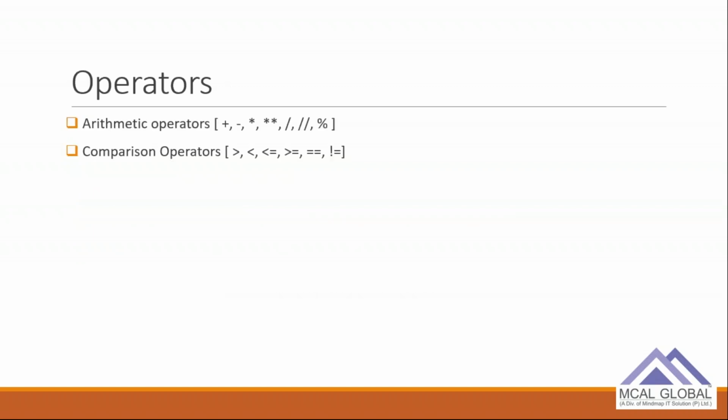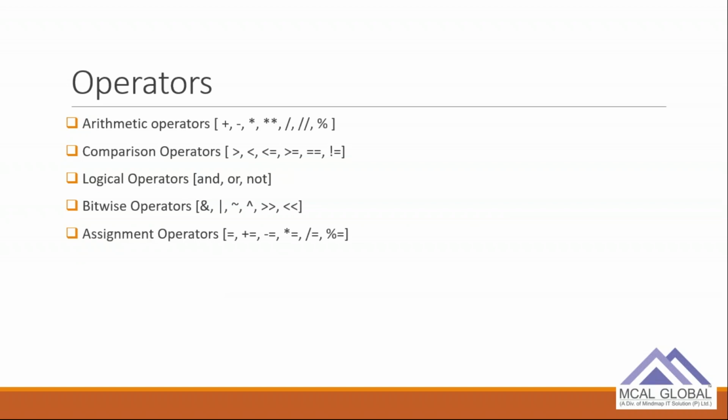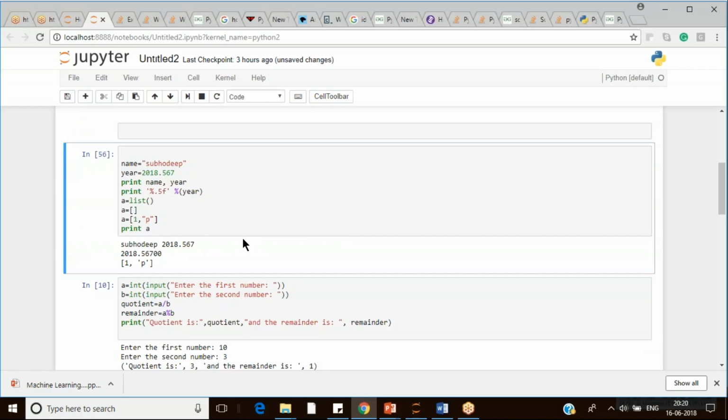Okay, so operators: arithmetic operators, comparison operators, logical operators, bitwise operators, and assignment operators. The bitwise operators are not used much because we don't operate on bits. We don't carry out bitwise operations much because, as I told you, Python is an interpreter. It can easily understand your language and change it on the fly. But it does have the capacity. Assignment operators, so this is an equal to.